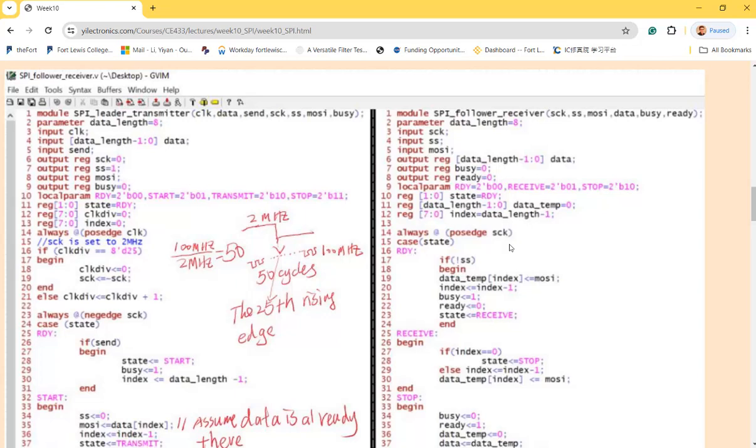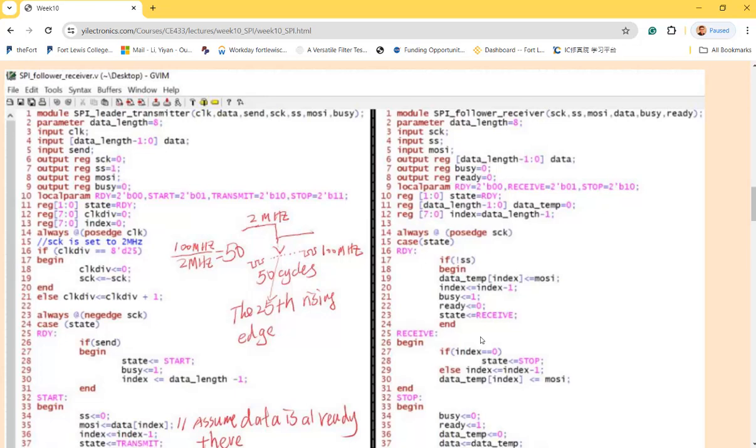If you define it in your leader, the leader is going to drive it up and down with a certain frequency. Then the follower just uses it. It's just a clock being used for all the operations. So that's how you get everything synchronized. So you can see it's directly using SCK. Whenever it's a positive edge SCK, it's going to do all the following stuff. Okay.